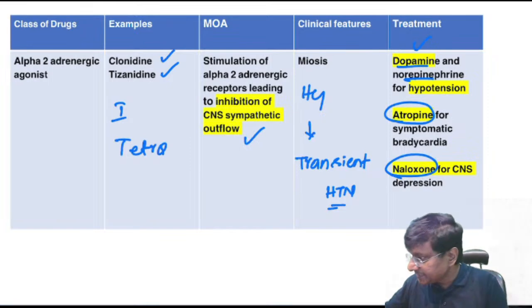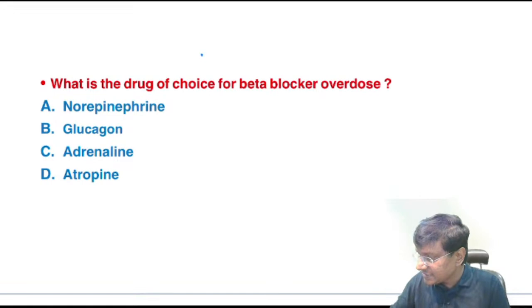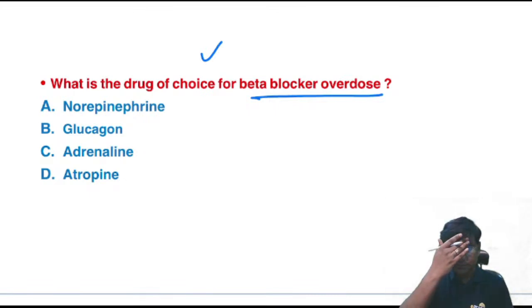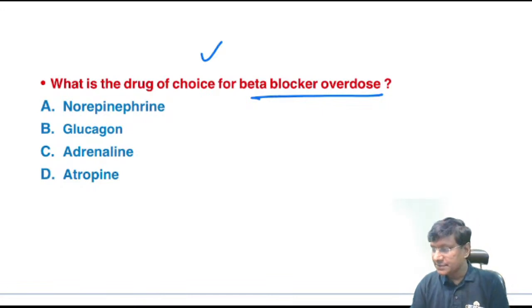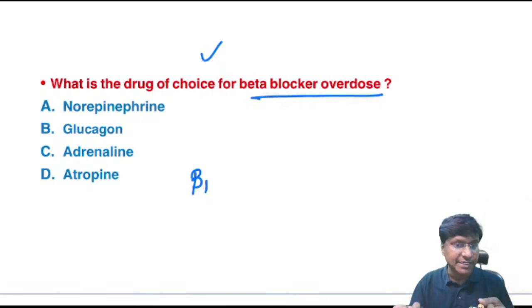Now let me discuss one more sympatholytic overdose. What is the drug of choice for beta blocker overdose? Norepinephrine, glucagon, adrenaline, atropine. We have cardioselective beta blockers, that is beta 1 blockers, which are atenolol, esmolol, and metoprolol.